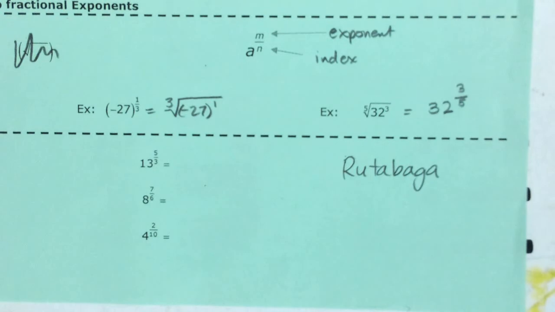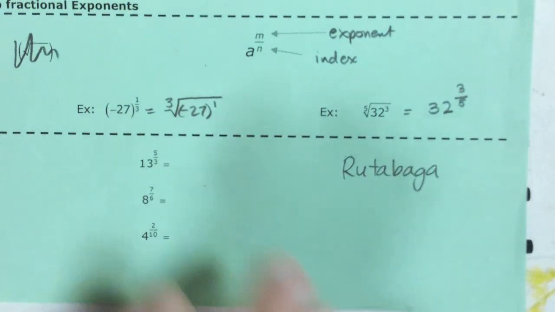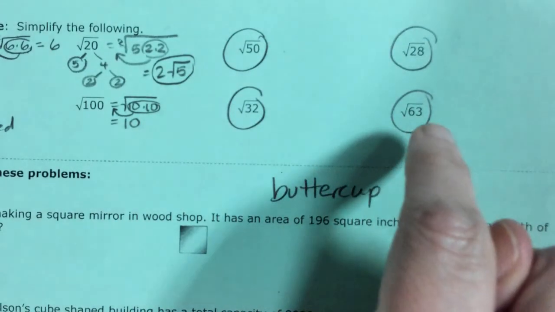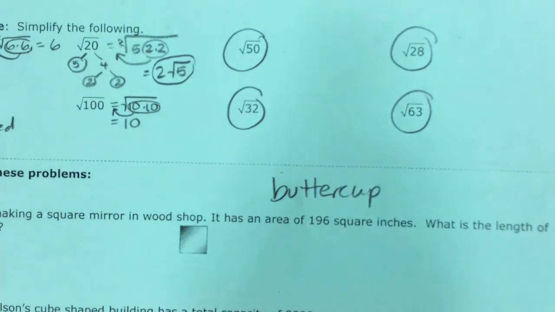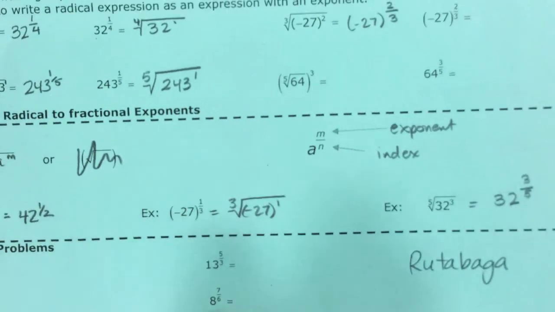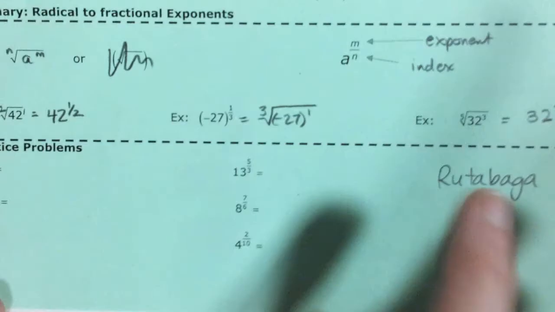rutabaga. Okay, so for you guys to do tonight, you're going to do the buttercup section: square root of 50, square root of 28, square root of 63, square root of 32, buttercup. And you're going to do the rutabaga section, which is these practice problems down here at the very bottom, the rutabaga section.